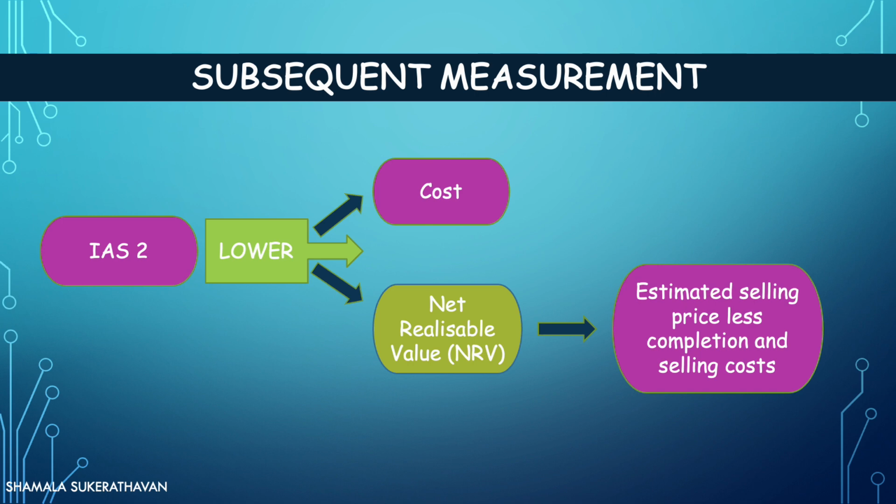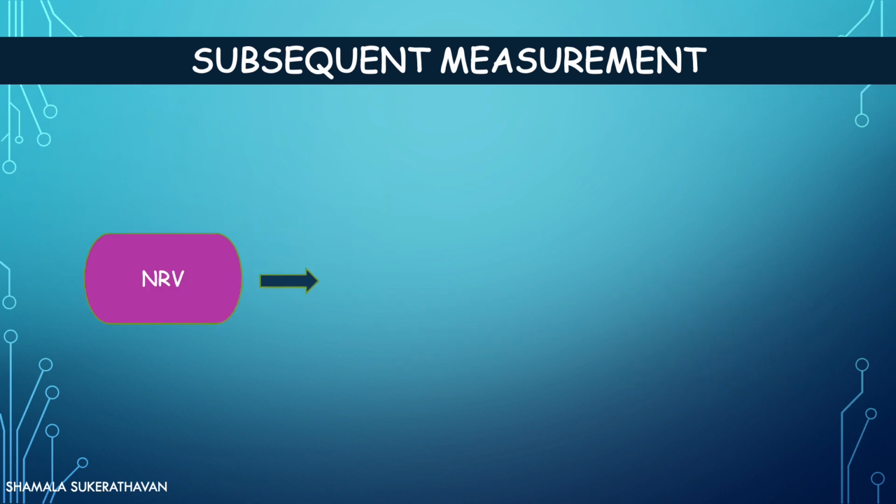The measurement principles of IAS 2 results in inventories being subject automatically to impairment review, and this explains why inventories fall outside the scope of IAS 36 impairment of assets. In determining net realizable value, NRV, it's important to note the following. 1. This is done item by item and not on a total value basis.